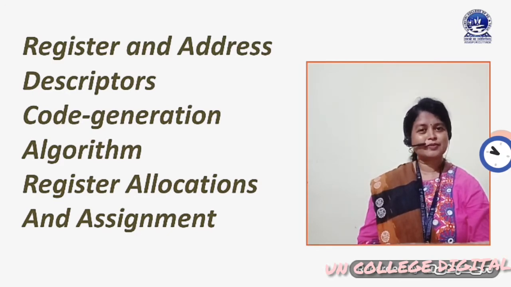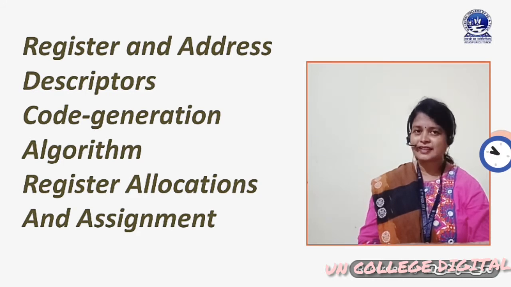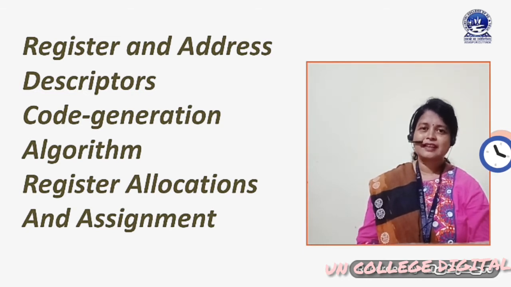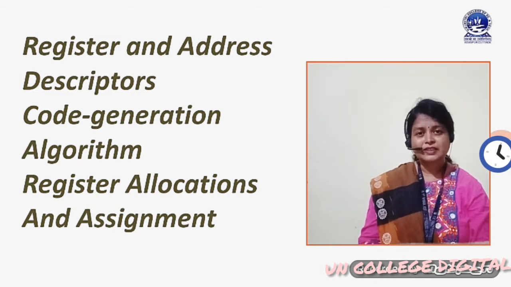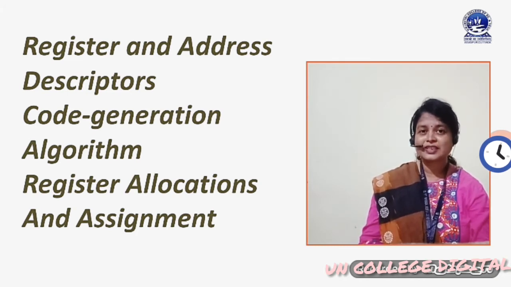In today's class of compiler designing, I am going to discuss register and address descriptor, code generation algorithm, and register allocation and assignment. In the last class of compiler designing, I discussed the last phase, which is target code generation, and in that phase a number of operations are performed. In this class I will discuss some operations which are performed during the target code generation.